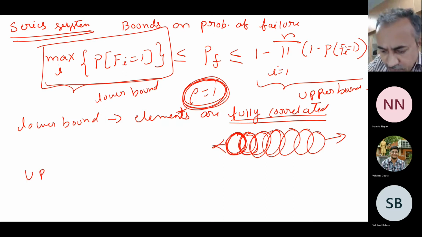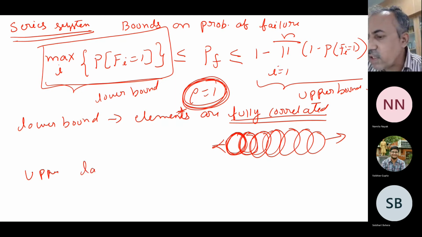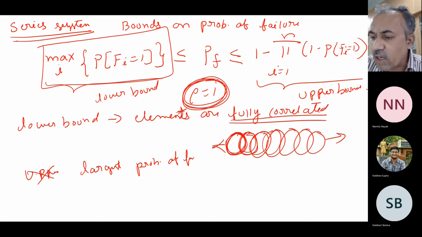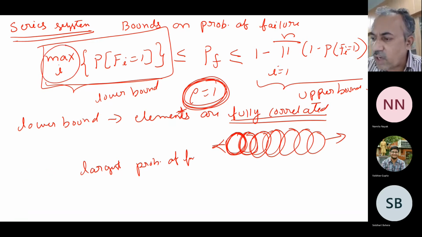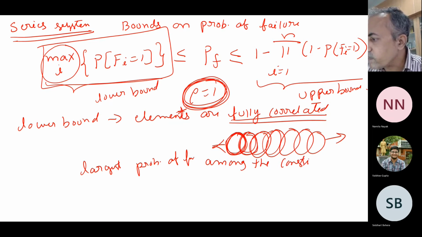Now the upper bound, say. So the largest probability of failure. Okay, so the largest probability of failure. So this is a maximum. So this is not the upper bound. This is a lower bound actually. So if you see this, it is the maximum of the largest probability of failure of the individual among the constituent elements. Okay, so this is the lower bound.